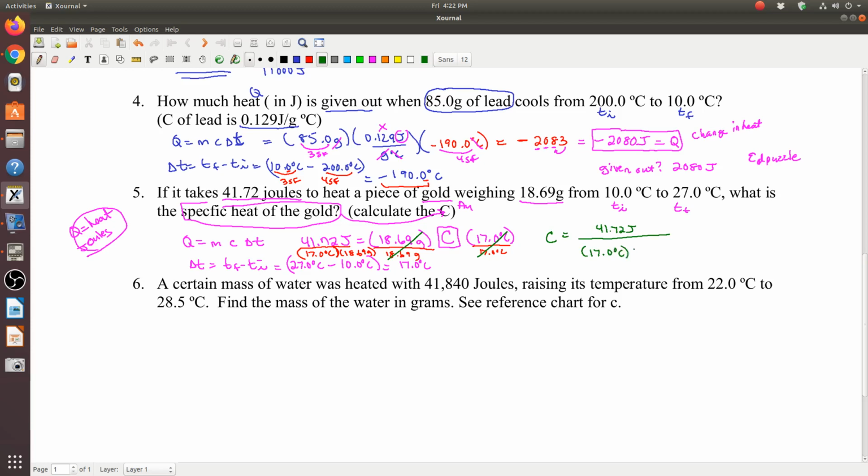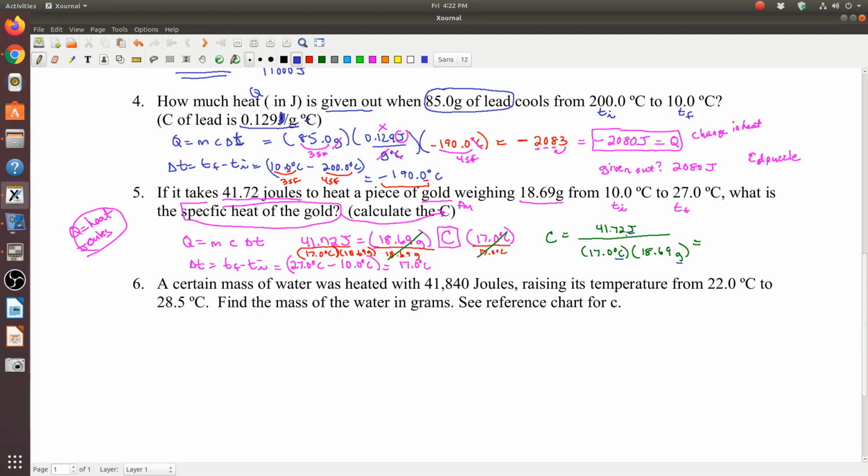17.0 degrees Celsius, and also divided by 18.69 grams. Notice that none of these units, joules, degrees Celsius, and grams, will cancel. That's okay, because I'm looking for the specific heat value. And look at the units for specific heat: joules, grams, and degrees Celsius.